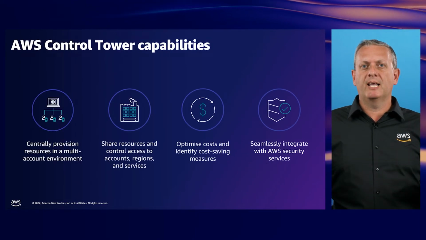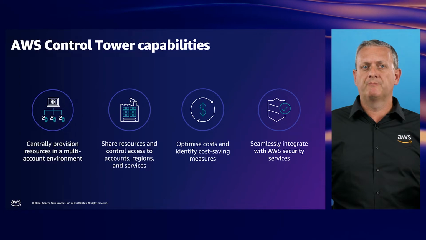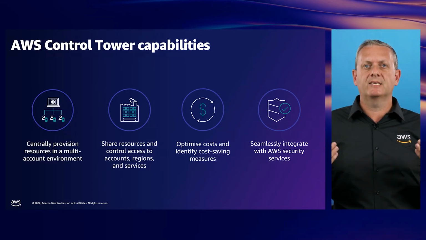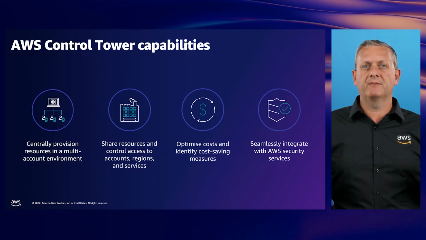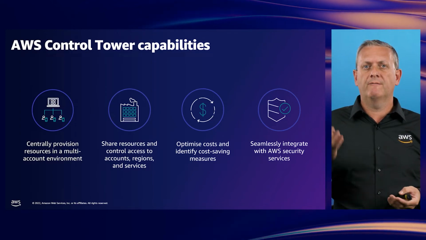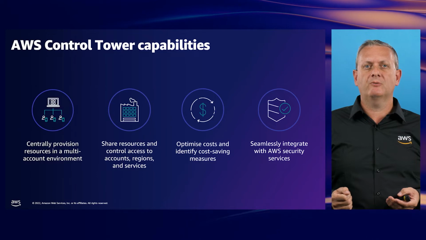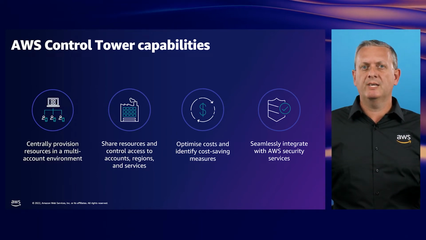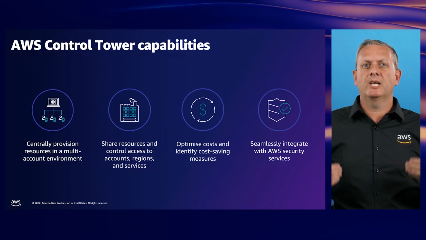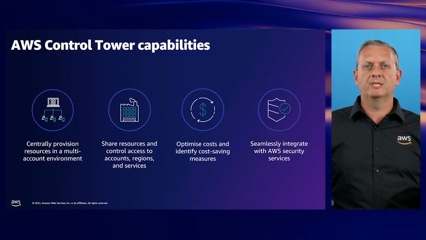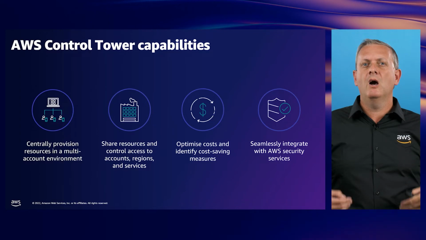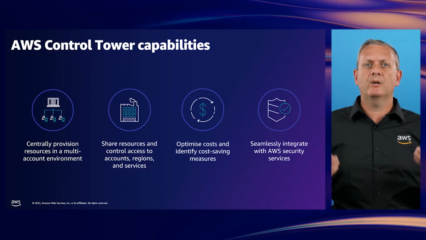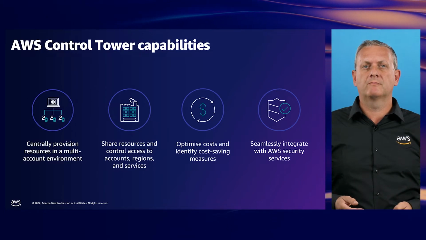Whether you're building out your account structure for the first time with Control Tower or deploying Control Tower to an existing organization, you are gaining access to all of the automation and simplicity benefits that it offers. There are 4 main categories of features that Control Tower unlocks for customers. Centrally provision accounts and resources. Share resources and control access to accounts, regions, and services. Optimize costs and identify cost-saving measures. And secure and audit your environment for compliance.